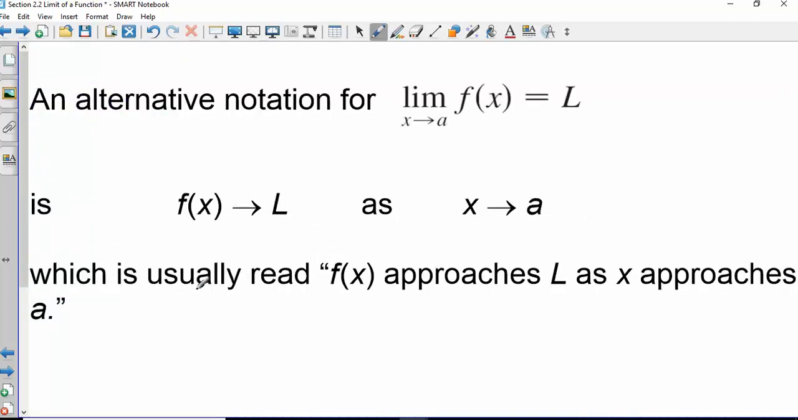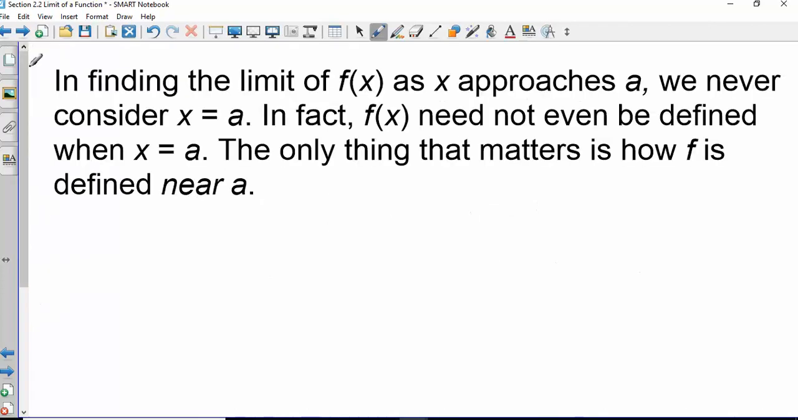That's the notation I will use. You could see it written like this: f of x approaches L as x approaches a. It's just saying y is getting closer to the limit as x is getting closer to some particular x value. So those all mean the same thing. Something that I really want to stress.